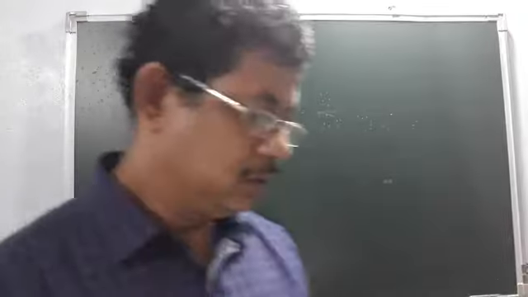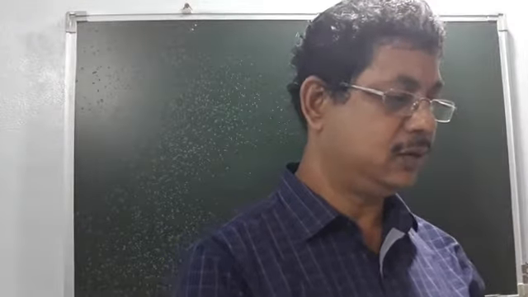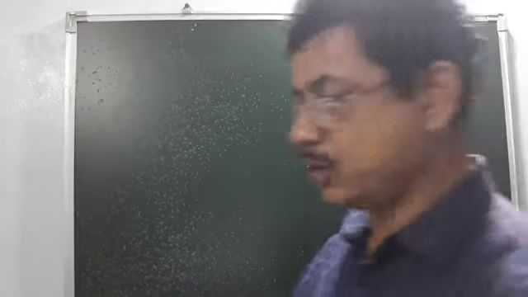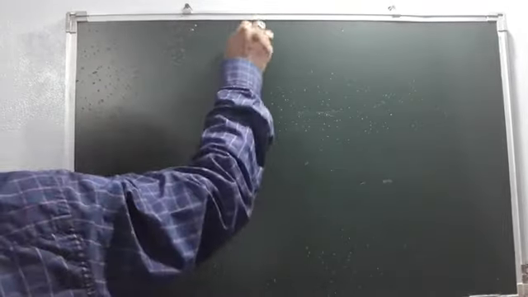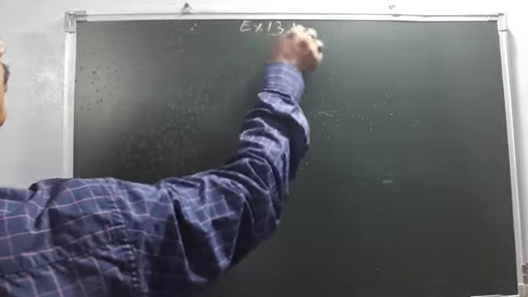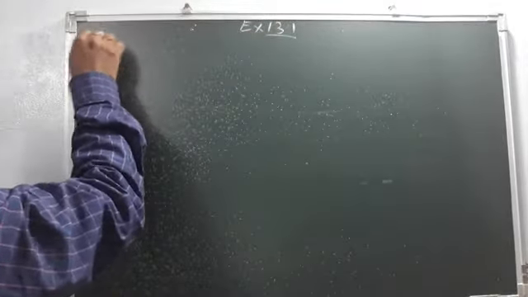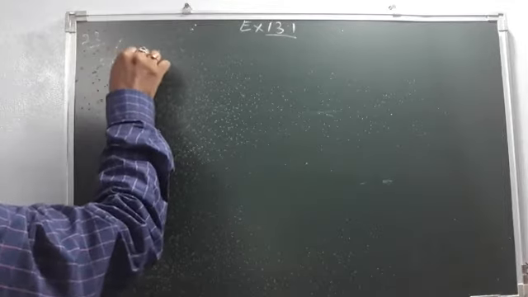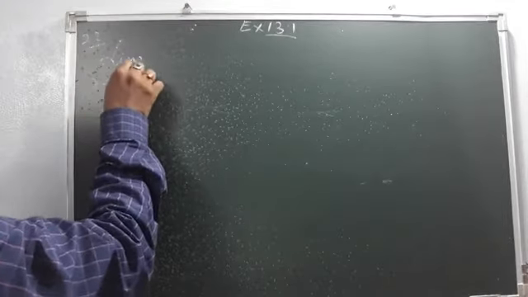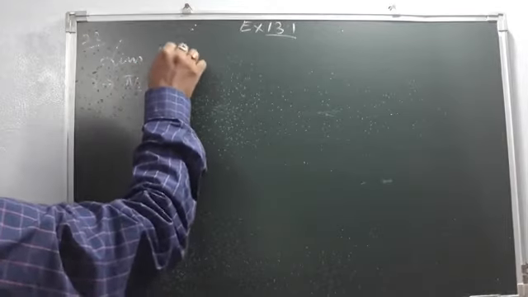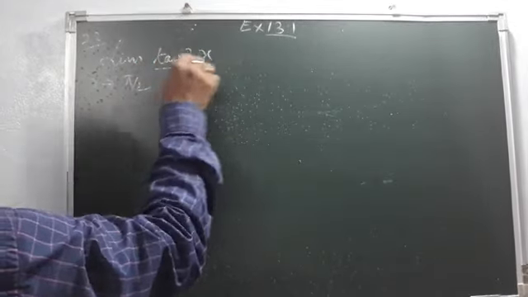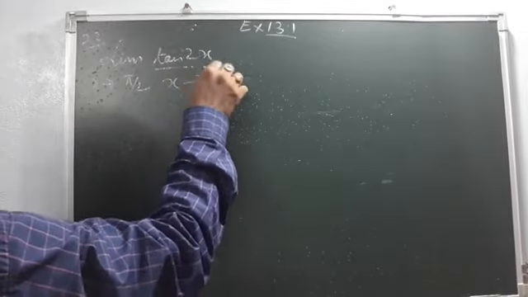Let's start our exercise. Today, we'll do question number 22 of this exercise 13.1. Here they have given limit x tends to pi by 2 of tan twice x divided by x minus pi by 2.